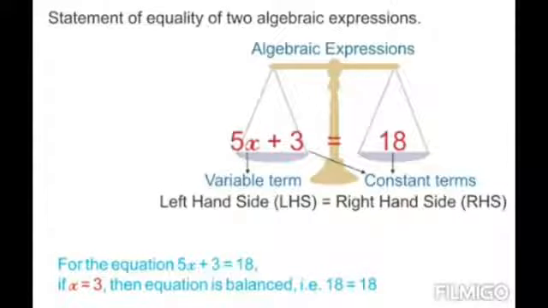Now here can you tell me for what value of x this equation will be balanced? Yes, when we put x as 3 on the left hand side, then 5 into 3 plus 3 becomes 18. Left hand side will equal right hand side, right? So the solution of this equation 5x plus 3 equals 18 will be 3.